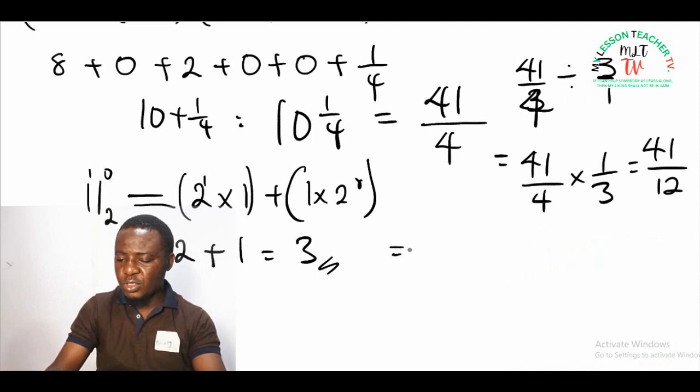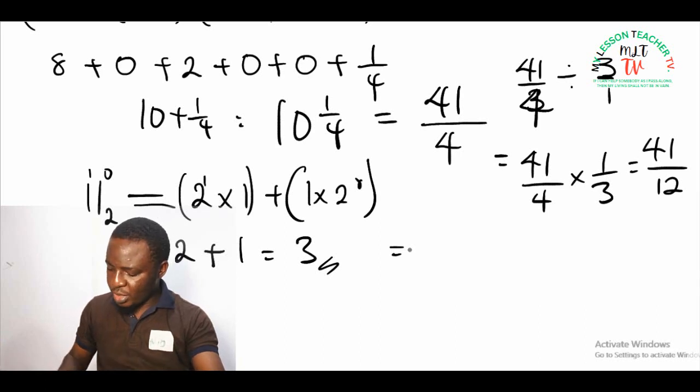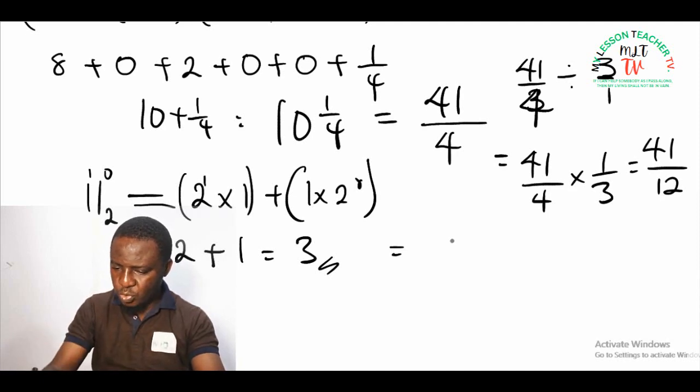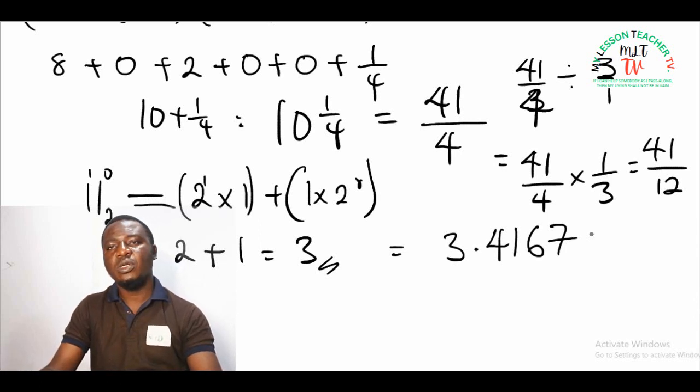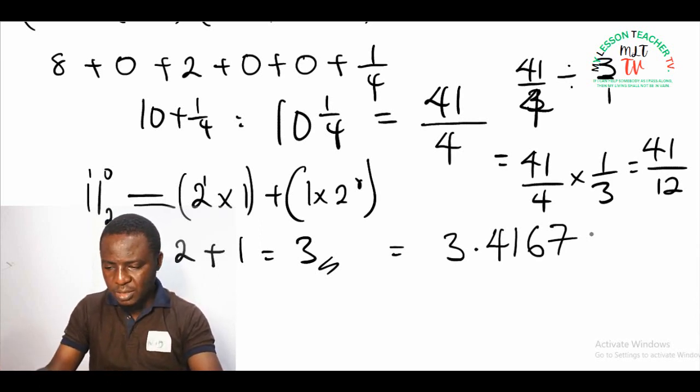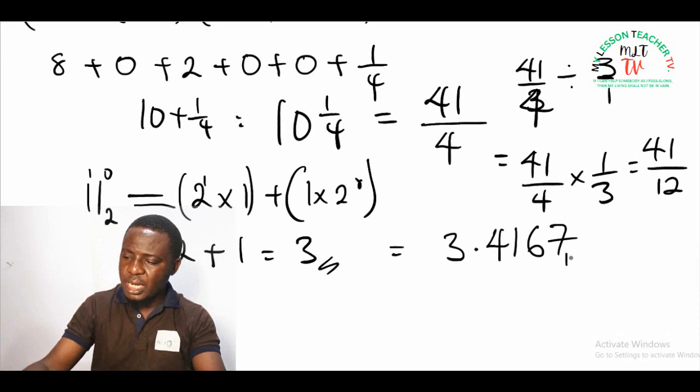And when you divide 41 by 12 with the aid of a calculator, 41 divided by 12 is equivalent to 3.4167, because we have 1.66666667, so you just have to approximate it. Now this is its equivalent in base 10.